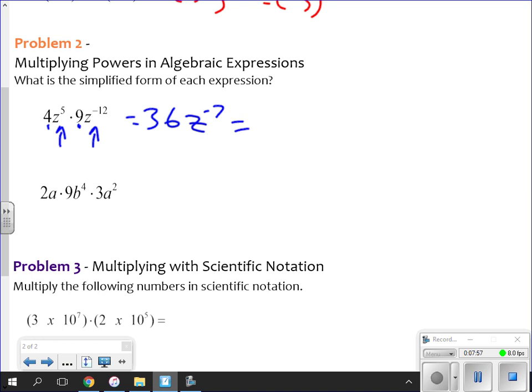Is the negative 7 on the 36? No, it's not attached to the 36. The exponent's only attached to the z. That's the only thing. So my 36 does not change, doesn't move or anything. I want to get rid of the negative exponent. What's my rule? I move it to the denominator and make it a positive exponent. My 36 stays there. My z moves down and becomes a positive exponent.